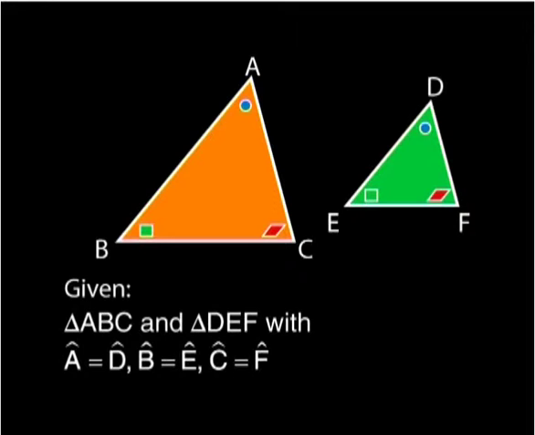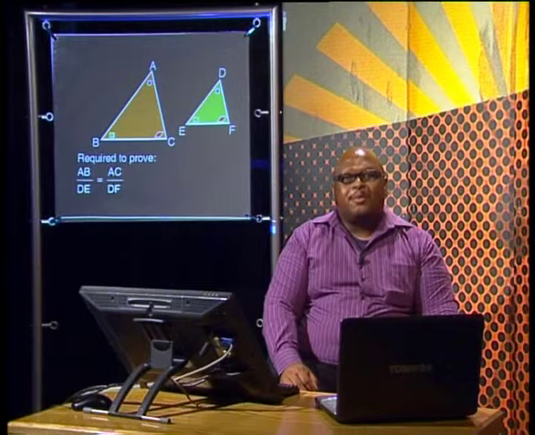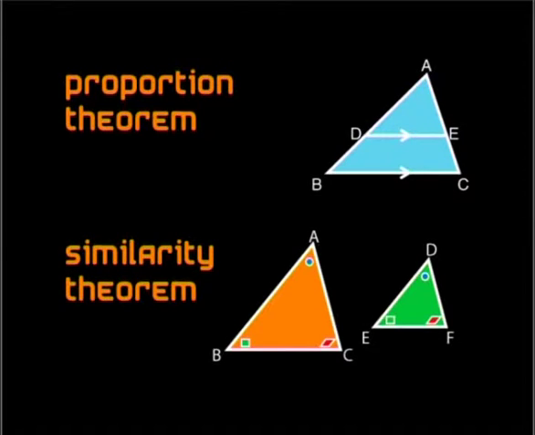What do we want to prove using this diagram? We must show that the triangles are in proportion. One way to do this is to show that the ratio of side AB to side DE is equal to the ratio of side AC to side DF. With many theorems, each theorem makes use of theorems proved before it. We need to use the proportion theorem in order to prove the similarity theorem.